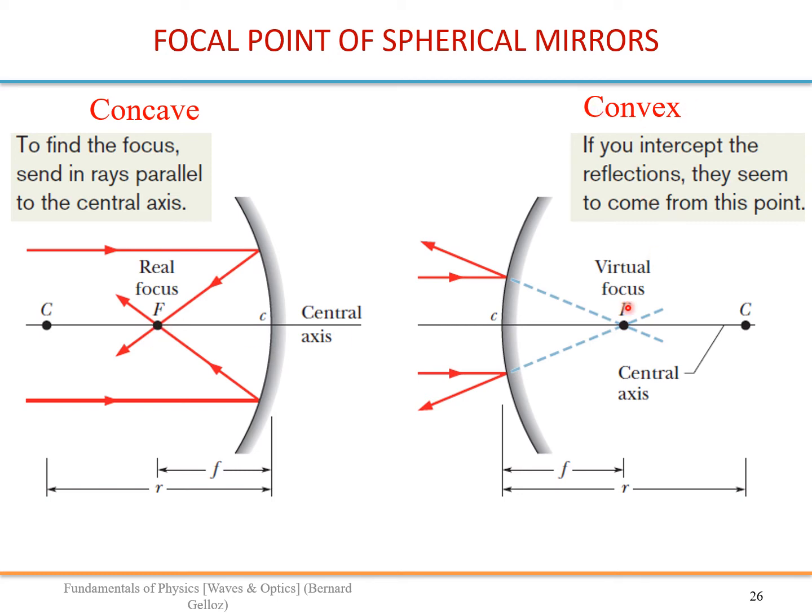And for a convex mirror, you see that if we send rays parallel to the central axis, they will be reflected like that. So they are kind of diverging. But if you continue the lines like this in the virtual world, you will find they intersect at the focus point, and this focus point is virtual. And your R is also virtual. Actually, it is located here.